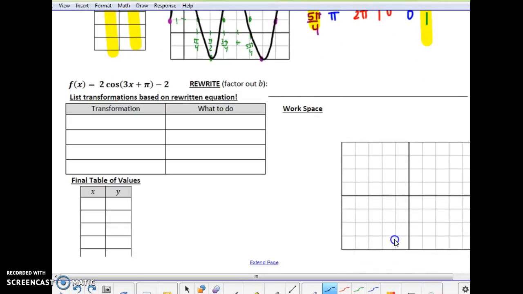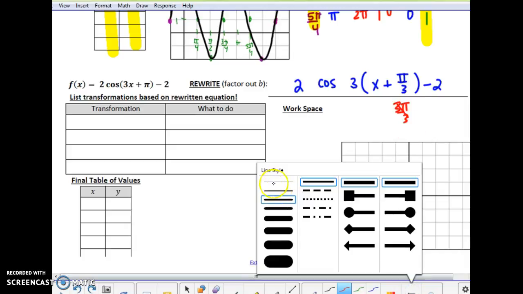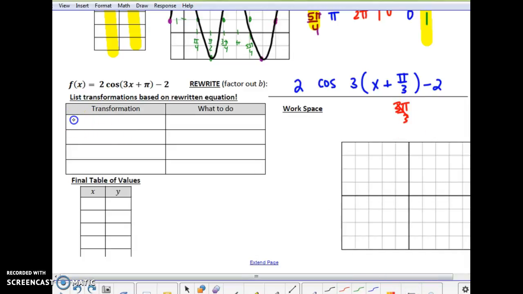Do the same thing with this one. Start by factoring out your b. Remember, the idea is you'd be able to distribute that 3 through, and you'd still have the original equation that you started with. This would be 3 pi over 3, which would simplify down into pi. So it would still work, which is what we want to see. Your a is 2, your b is 3, your c is negative pi over 3, and your d is negative 2. So it's a vertical stretch of 2.